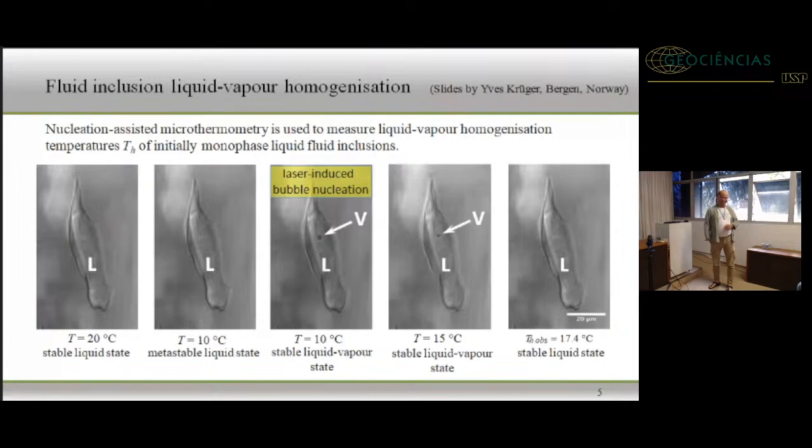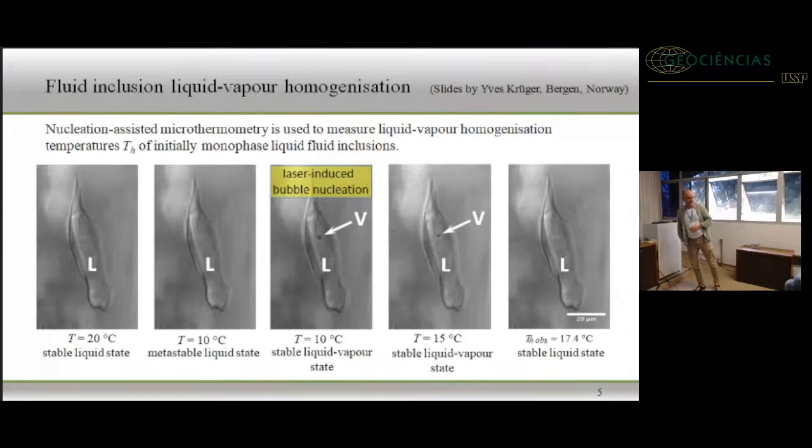But then you tickle it. And you tickle it by shooting at it with a femtosecond laser. And what you then do is you kick it actually, right? And then you provoke the formation of a little bubble. And that bubble sits in there nicely, and then from there, you bring your temperature up again. And by the time that your bubble disappeared, at that precise temperature, that's the homogenization temperature, the temperature where that was the formation temperature of the fluid inclusion in the cave.